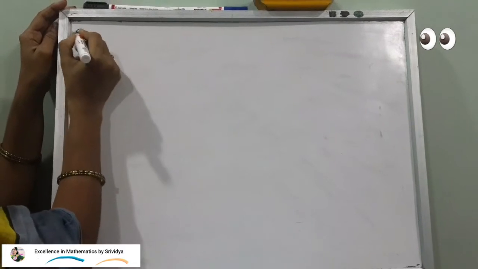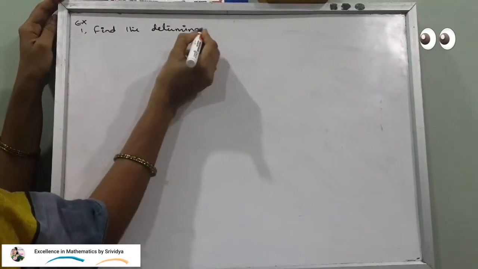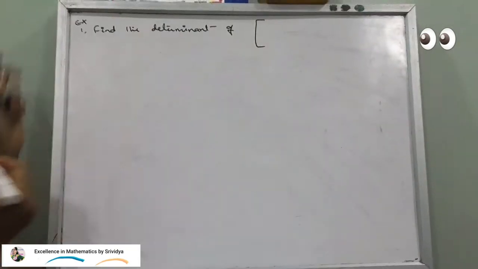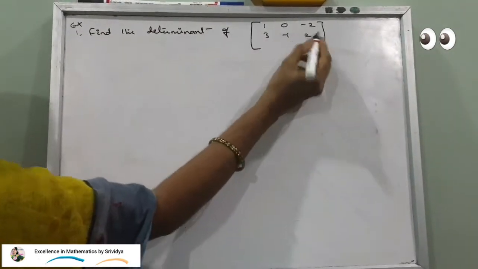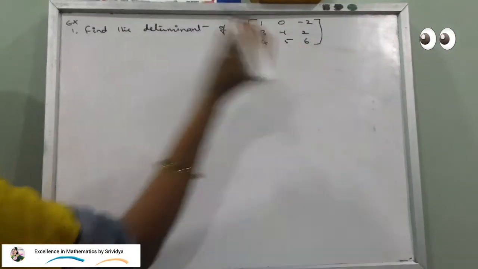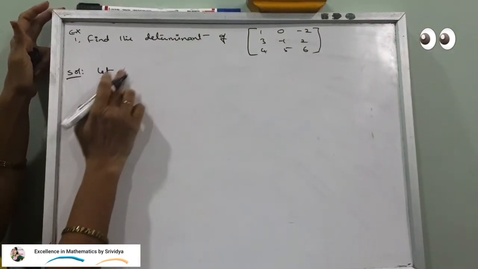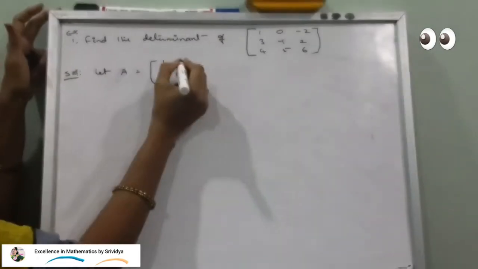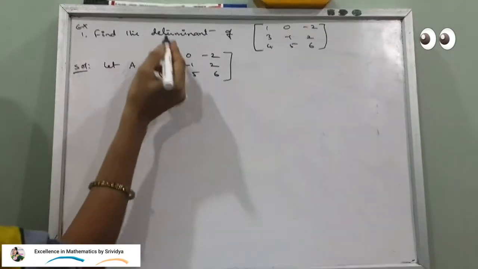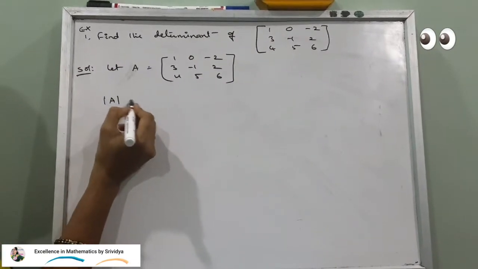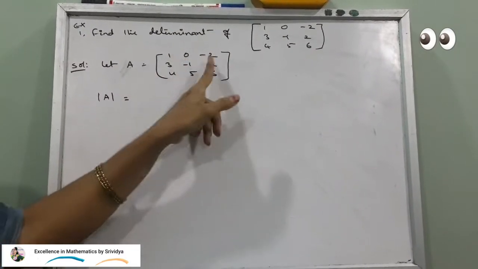Example on a 3 by 3 determinant. Find the determinant of the matrix with rows 1 0 minus 2, 3 minus 1 2, 4 5 6. Let the given matrix be A. Then the determinant of A is equal to the sum of the products of the first row elements with their corresponding cofactors.